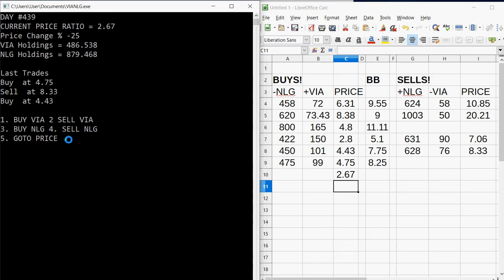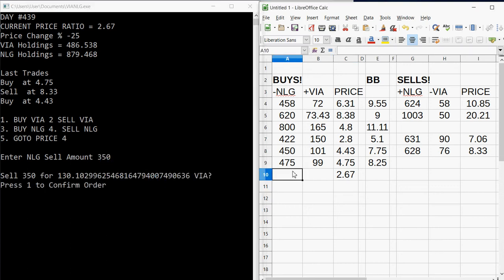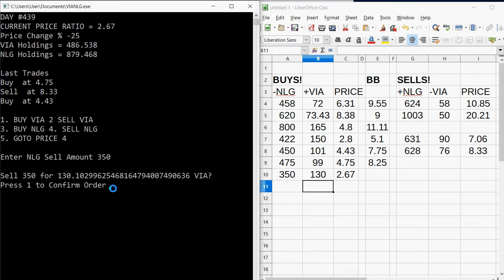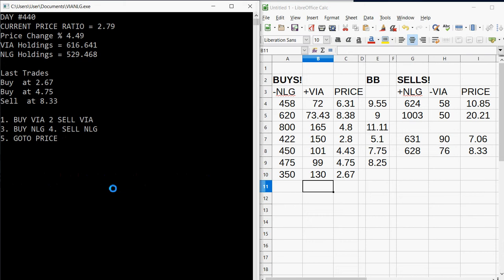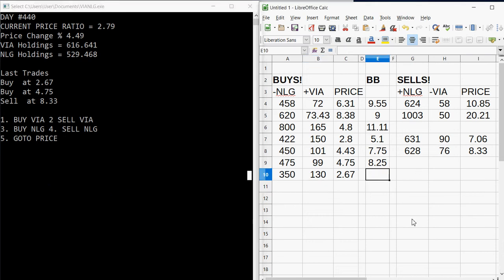How many of them do I want to get rid of? I got 880. So the differentials from 833 to 475, that's pretty much 50% off. I could easily afford to do like 300 and plus. So 350 I think we can put in, and 130 here.